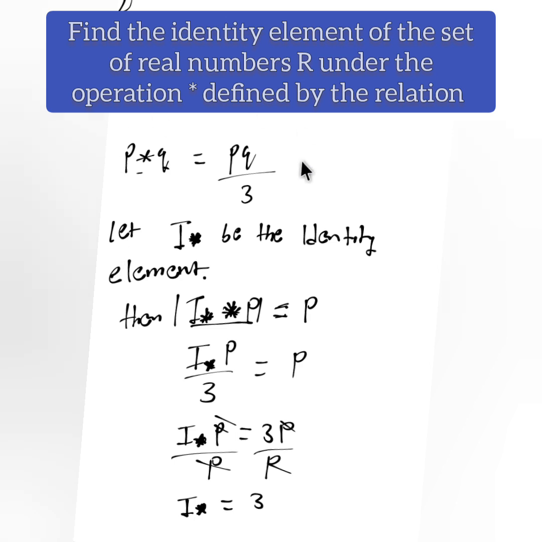So while solving this relation, all you have to do is assume that I star, since we're dealing with star, is an identity element, and I star times an element P should give us P. Now I star times P using this relation is I star P over 3, which is equal to P, and this is the P here. Now when you solve and simplify, you end up having I star, the identity element, equal to 3.